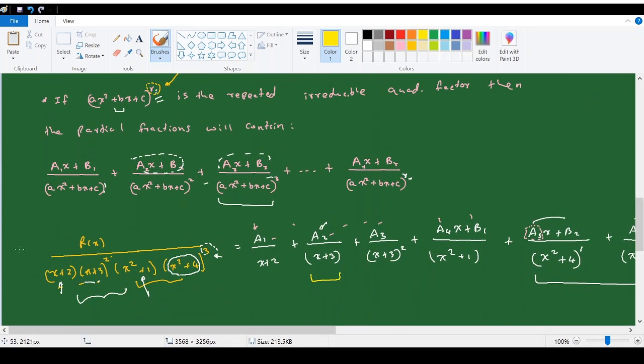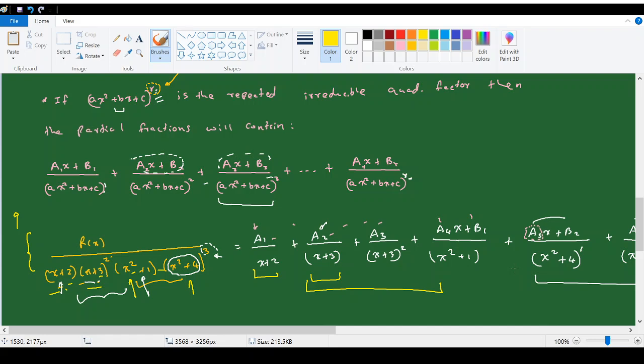Now see, in this final example, it has all the 4 categories: linear factors, a linear factor which is repeated, a quadratic factor which is not repeated, and a quadratic factor which is repeated, right? So all those four categories were there in this final example that I wrote. So depending on that nature, by following these 4 categories, we allocate a partial fraction accordingly.